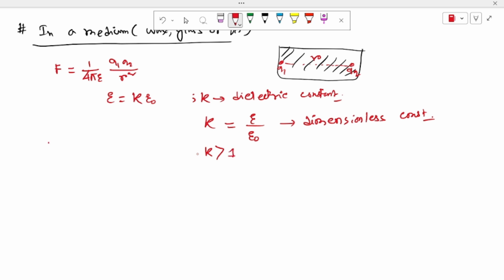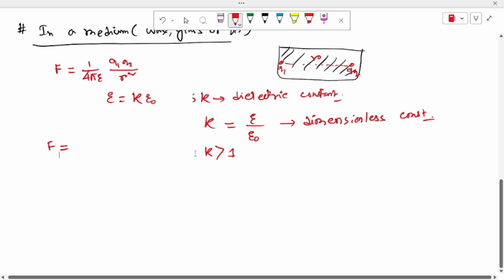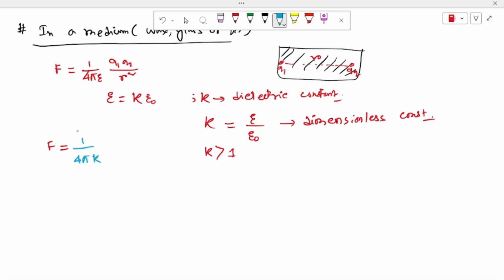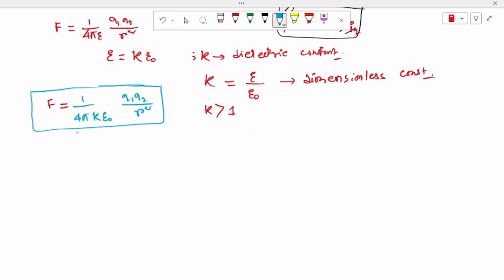So the expression of force becomes force is equal to 1 by 4 pi kappa epsilon naught Q1 Q2 by r square. That means force is proportional to 1 by kappa.